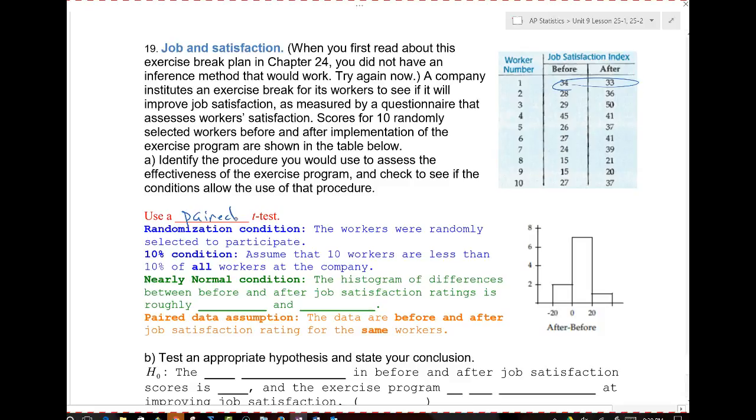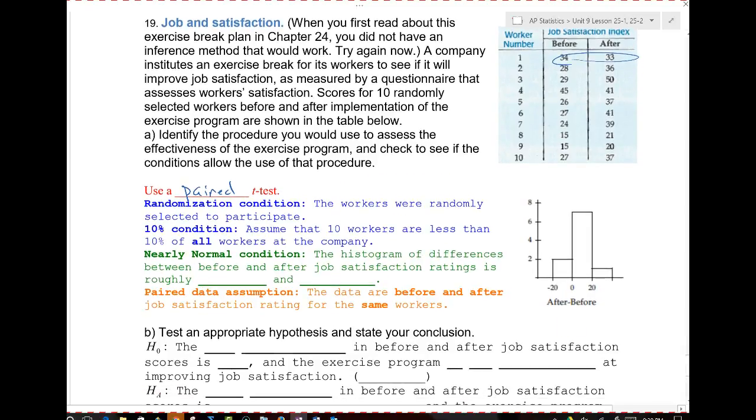First of all, randomization: the workers were picked randomly. 10% condition: assume the 10 workers are less than 10% of all workers at that company. We don't know that for sure, but if they're randomly chosen, we're just assuming it's a bigger company, over 100 people work at it. The near normal condition: they actually did before and after. It's going to be after minus before, an improvement.